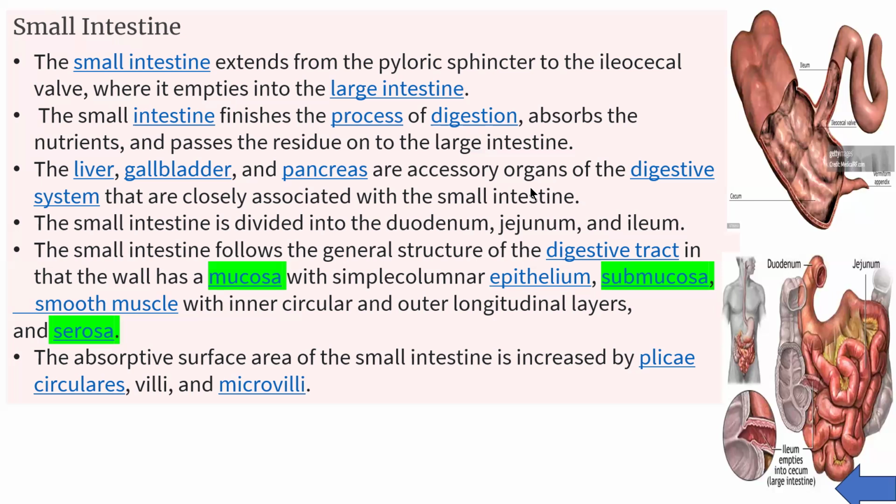So the absorptive surface of the small intestine, after digestion of nutrients, where absorption takes place, is increased by plicae circularis, villi, and microvilli.